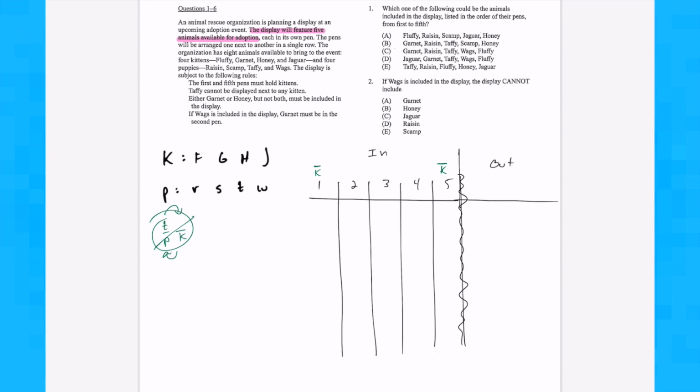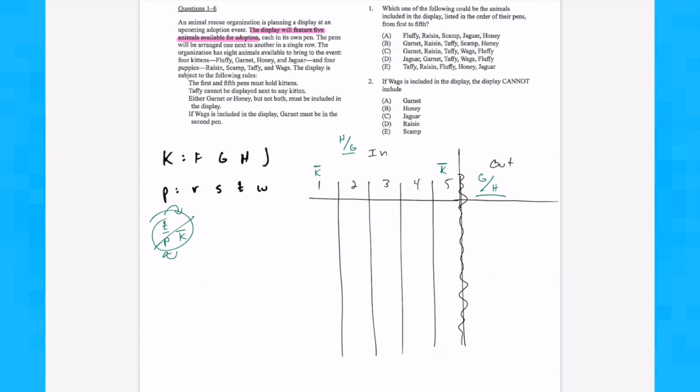Either G or H, but not both, must be included in the display. In other words, one of them for sure will be out. Yeah, I'm not going to leave that for a deduction. We'll just go ahead and put that right on the diagram. Either G or H has to be on the outside. And that also means one of them needs to be on the inside, of course.